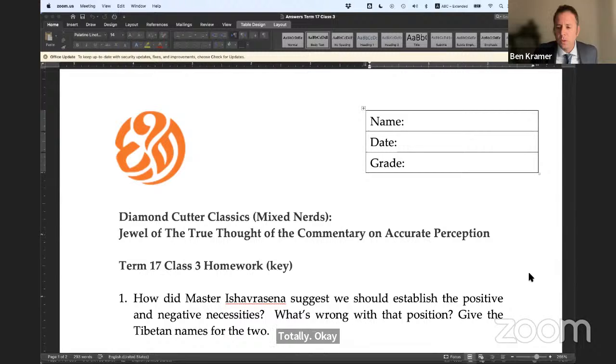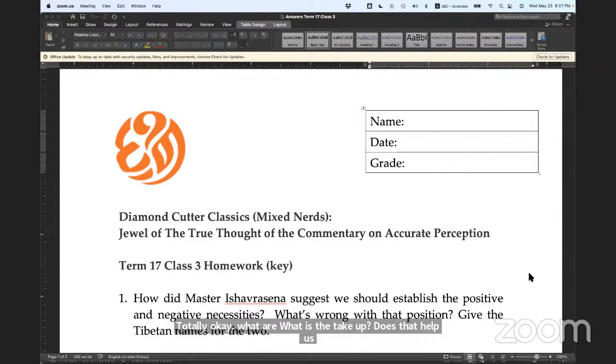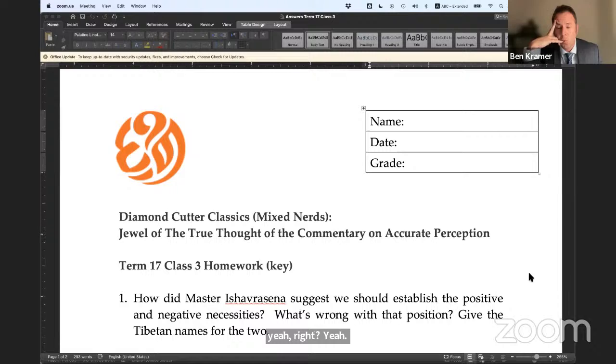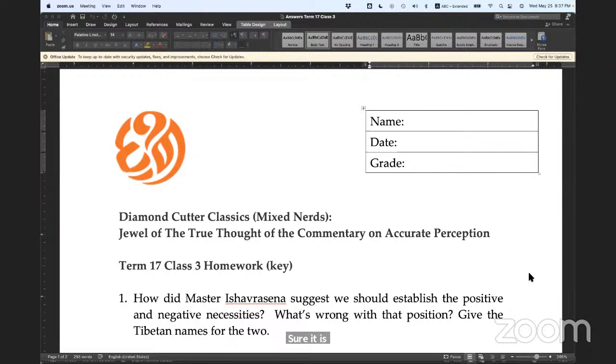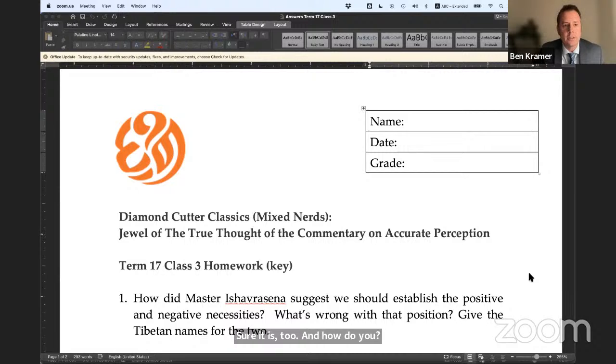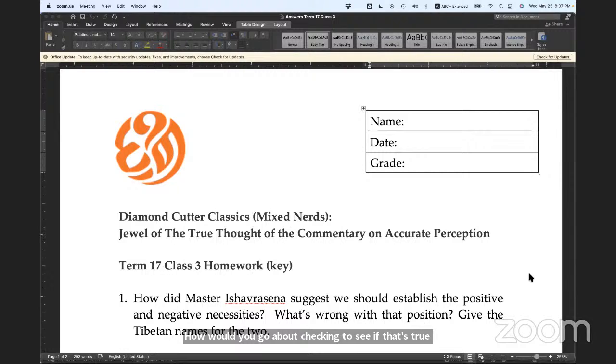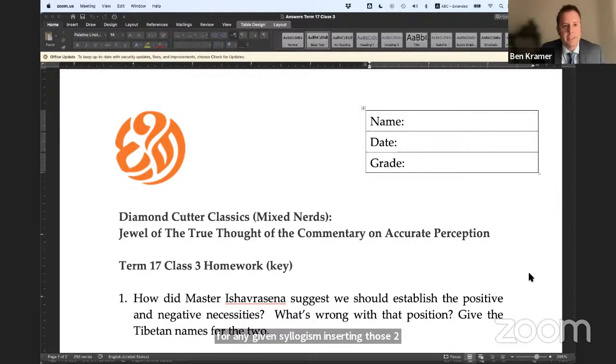What is the Jacob? Does that help us? If it is the reason, then it is the assertion. And how would you go about checking to see if that's true? For any given syllogism, inserting those two elements in. So if we say sound is a changing thing because it's made, what would we have to do to establish whether or not made things are changing?